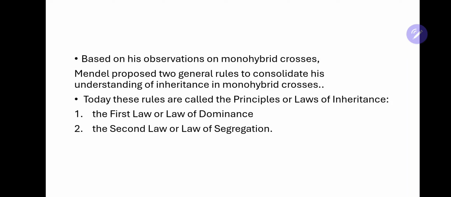So we were discussing the chapter Principles of Inheritance. In this chapter, we have discussed the monohybrid crosses and the test cross which were discussed in the last class. So in this class, we are going to discuss the first two laws of inheritance. We have already discussed the monohybrid cross in the previous classes, and from that monohybrid cross we reach the conclusion of the first two laws of inheritance. First one is the law of dominance and second one is the law of segregation.